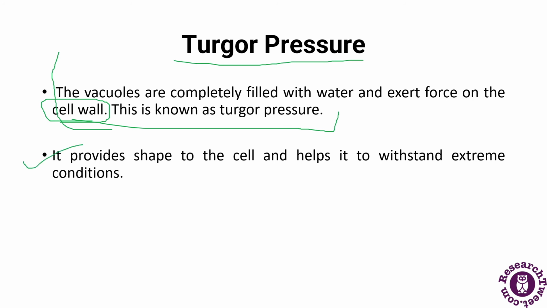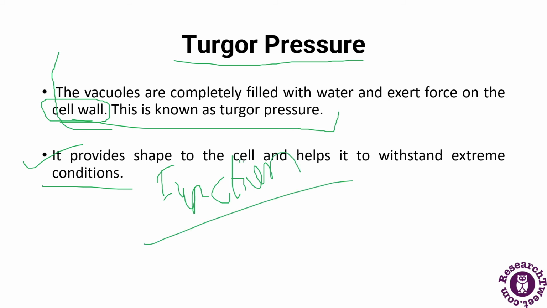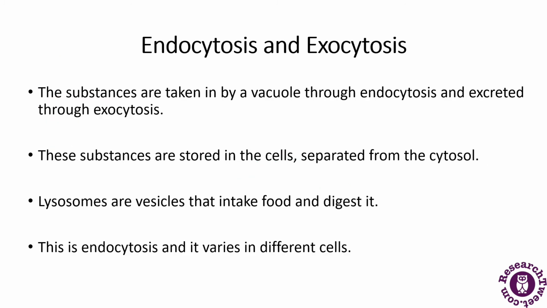It provides shape to the cell and helps to withstand extreme conditions. So this is the main function of vacuoles: it helps to provide shape to the cell, and they also withstand extreme environmental conditions. For example, if there is heavy rain or strong sunlight, these conditions can be withstood by the vacuoles through the turgor pressure.